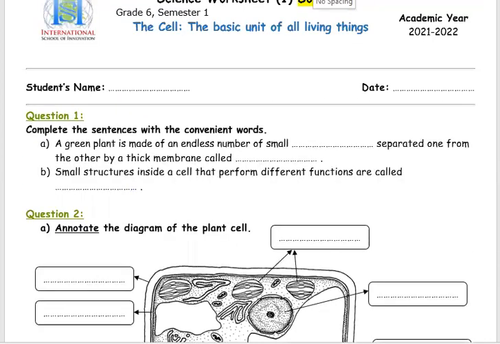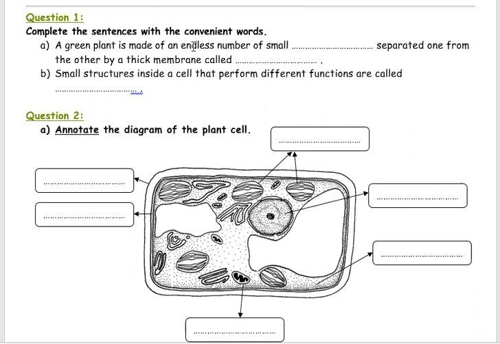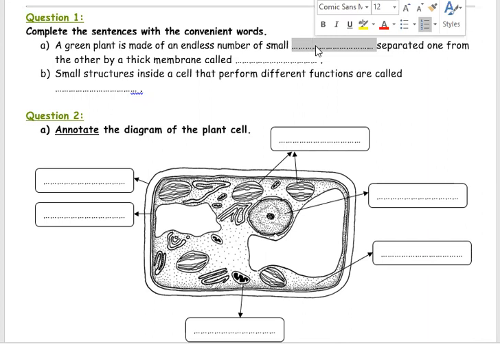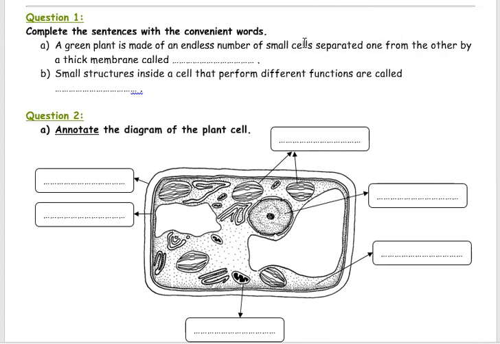Complete the sentences with the convenient words. A green plant is made of an endless number of small cells. So I just said that cells build plants, animals, and people. These cells are separated one from the other by a thick membrane.